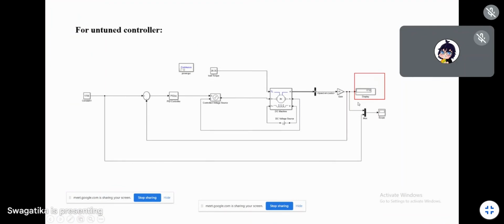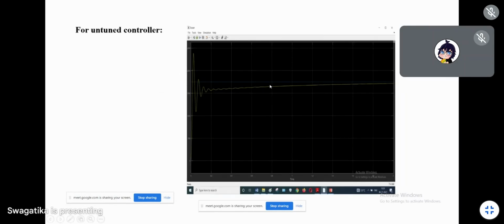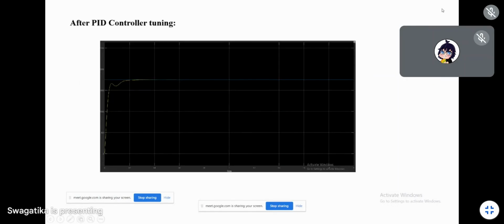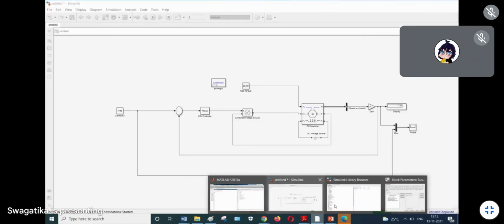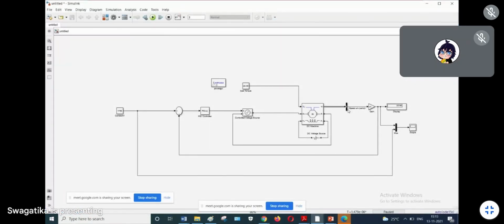So how will you tune? We do not know the transfer function, right? How will you tune this PID controller? Use the auto tune method. First you have to take the untuned one. This time I am getting a very low value.